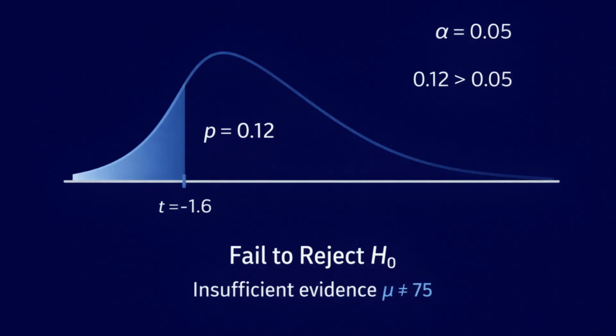Suppose the software reports a t-test statistic of -1.6 and a p-value of 0.12. Because 0.12 is greater than 0.05, we fail to reject the null hypothesis. We conclude that there is insufficient evidence that the true average exam score differs from 75.